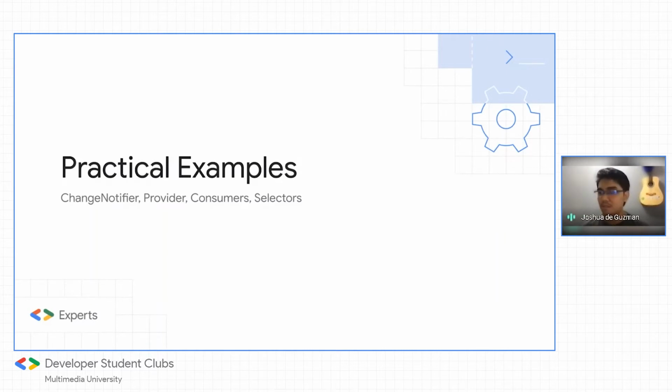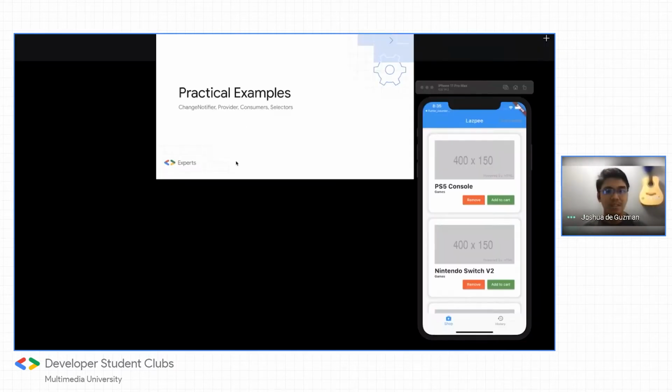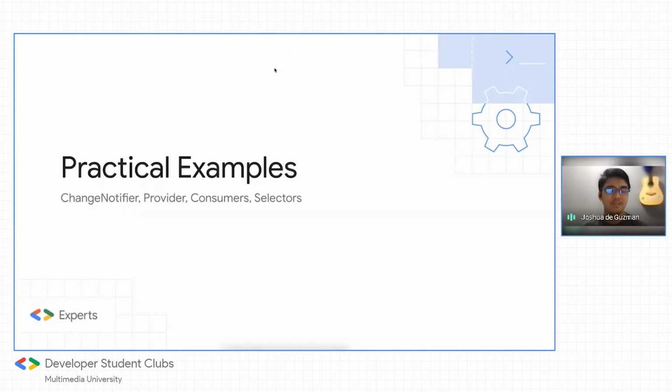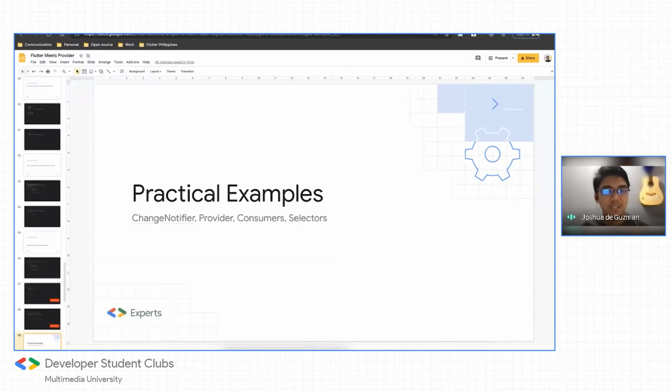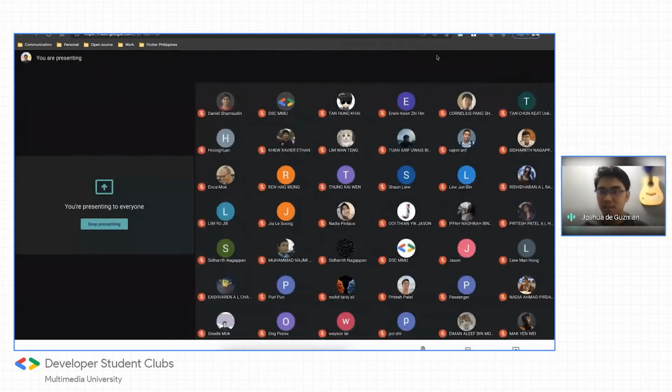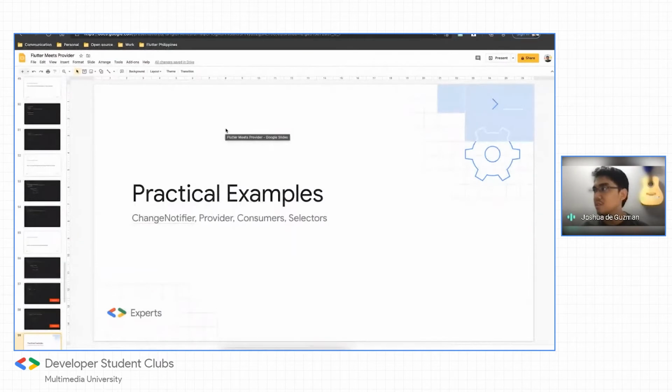In this live coding session, we will create something from scratch. We'll understand the different APIs such as ChangeNotifier, Provider, Consumers, and Selectors. Let me know if you have questions right now or if you want to clear up something.